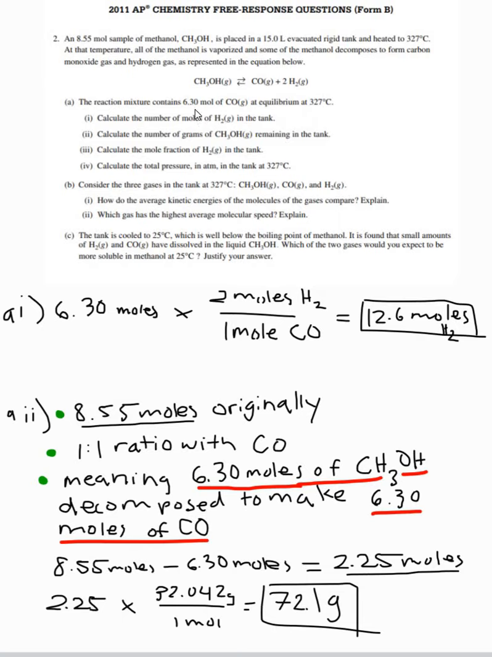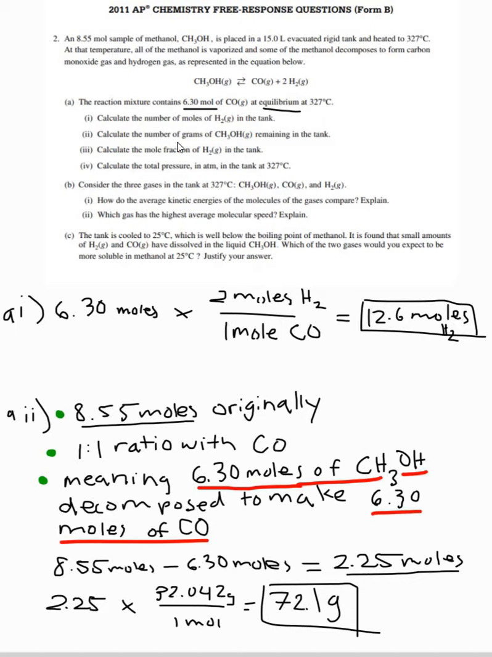So we know that there's 6.30 moles of CO being produced at equilibrium. And so that means that for every 1 mole of CO, I have to also produce 2 moles of H2. They gave us 6.30 moles of CO, so I multiply by 2 to get my moles of H2. As seen in this little equation setup here, 6.30 moles, and I multiply by 2 moles of H2 over 1 mole of CO, and I get 12.6 moles of H2.